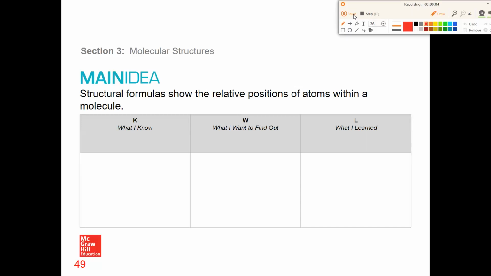Hi everybody. So today we'll move on to section 3. So how can we figure out the molecular structures? Basically, for example, we have carbon monoxide and carbon dioxide. So how do we figure out what kind of bond? Is it a single bond, a double bond, a triple bond?